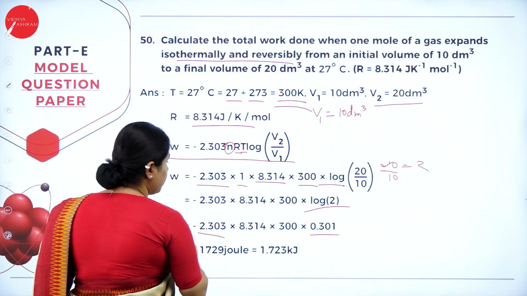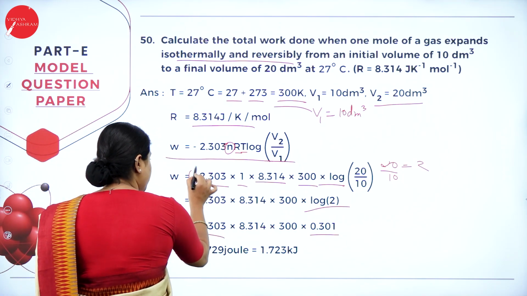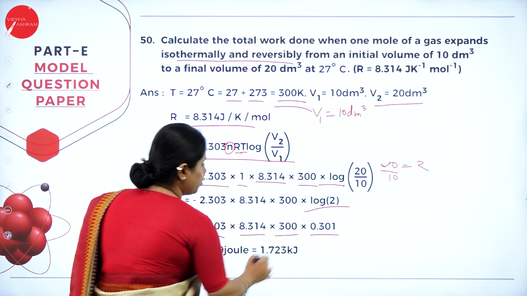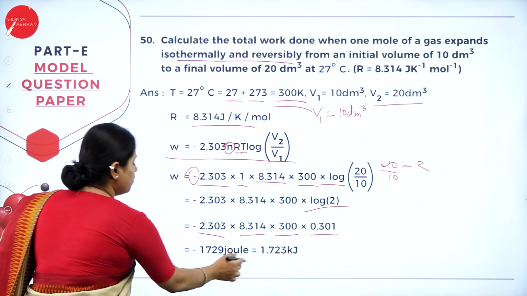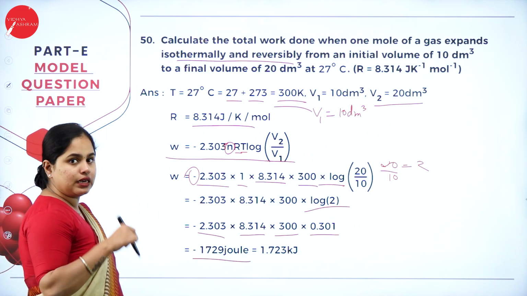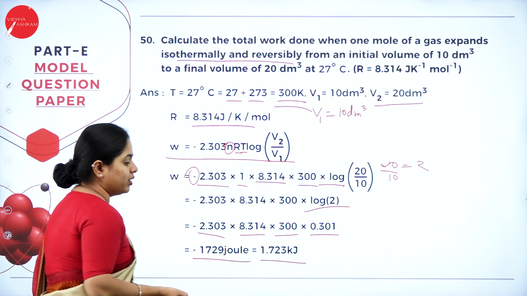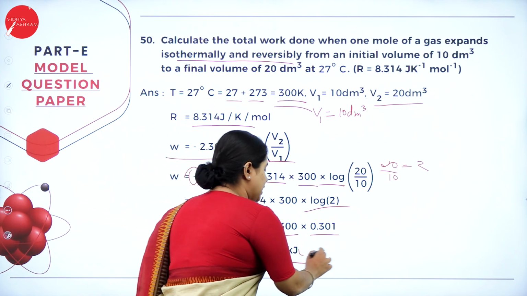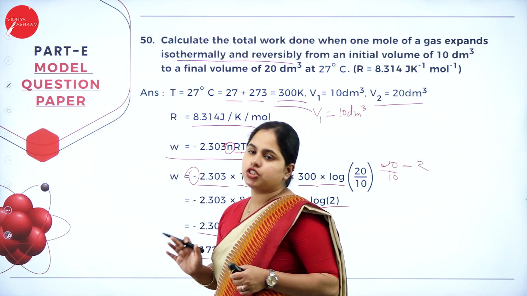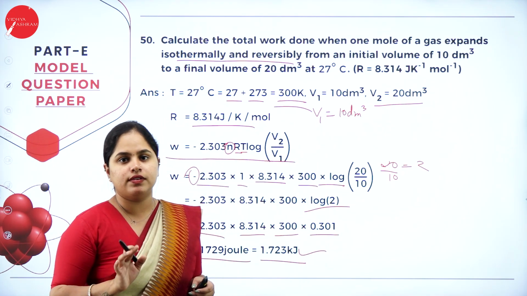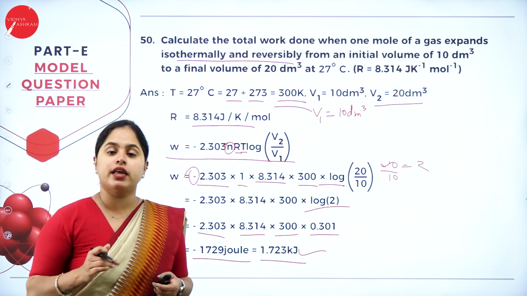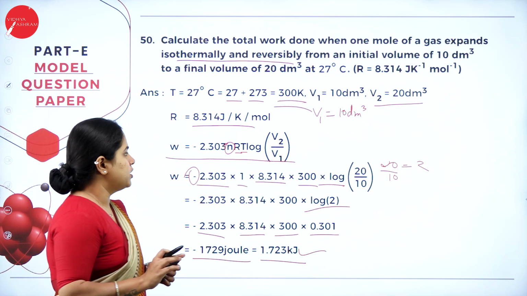So minus 2.303, and it's very important to remember this minus sign also, into 8.314 into 300 into log 2 value, 0.301, which will give you minus 1729 joule, which you can write in kilojoule also as minus 1.723 kilojoule. So it is a very simple numerical. You just have to remember the equation for work done for an isothermal reversible reaction, that is W is equal to minus 2.303 nRT log V2 by V1. Okay, so I hope it is clear.